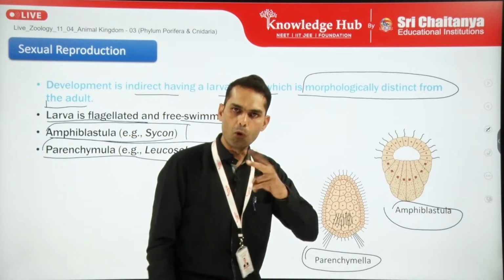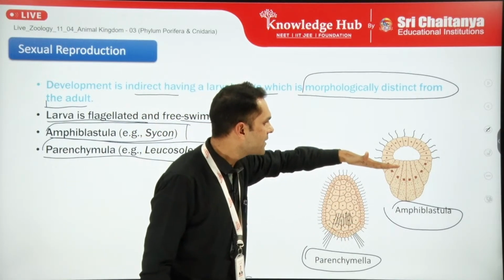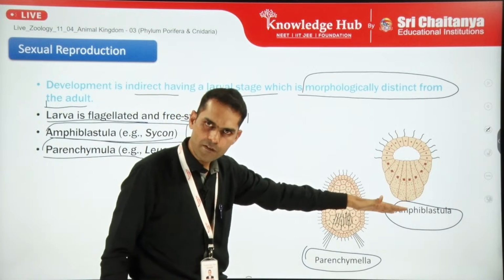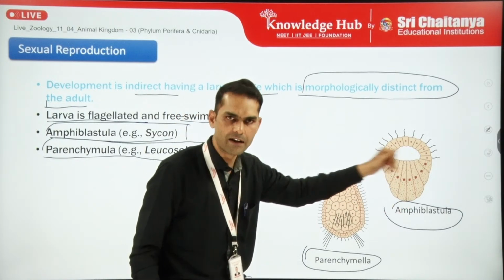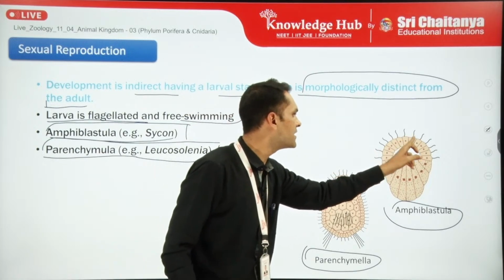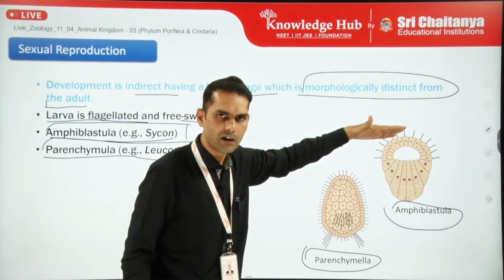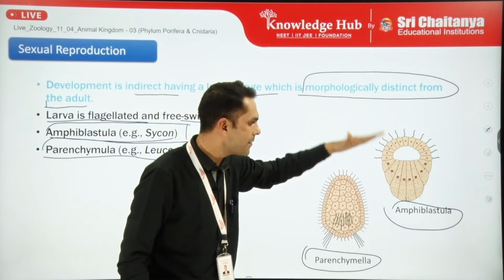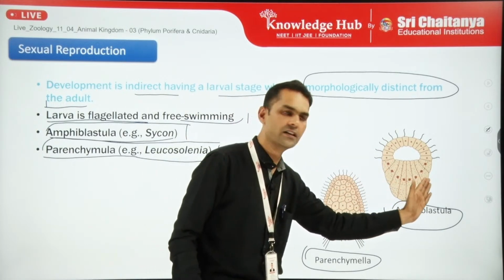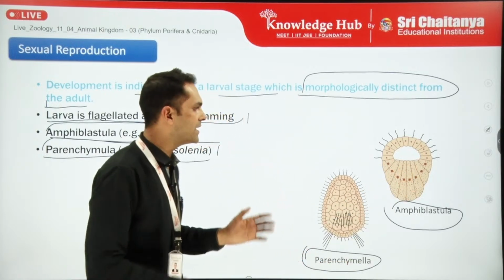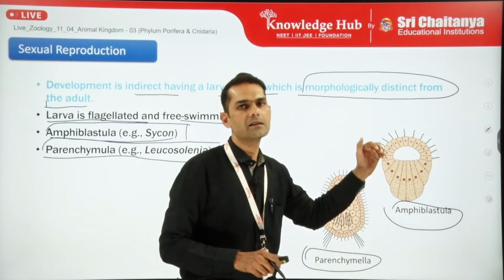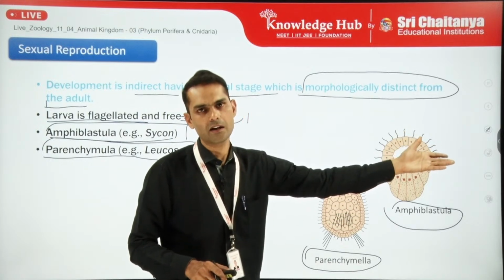Amphi means both. So here we can see that flagellated as well as non-flagellated cells are arranged in equal halves. This is the central cavity. The flagellated cells are arranged at one end, and at the opposite end are the non-flagellated cells, arranged equally. When it gets attached to a solid substratum, it will give rise to the adult individual.